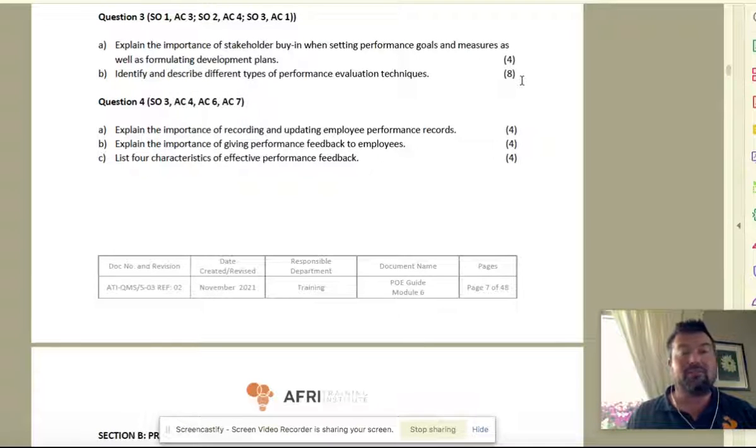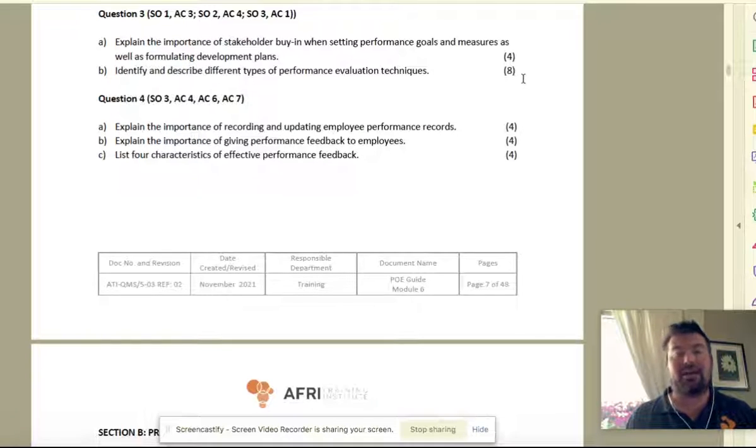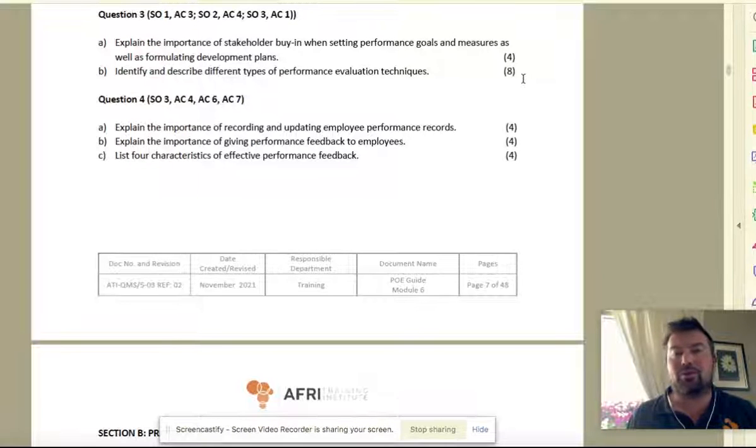Then explain the importance of giving performance feedback to employees. So why should we not just give them the numbers and then just walk away? What do we have to do? We have to give feedback. Now, why should we give that feedback? The academics, the theory behind it is on page 58, but out of your personal experience, share some reasons why we give employees feedback.